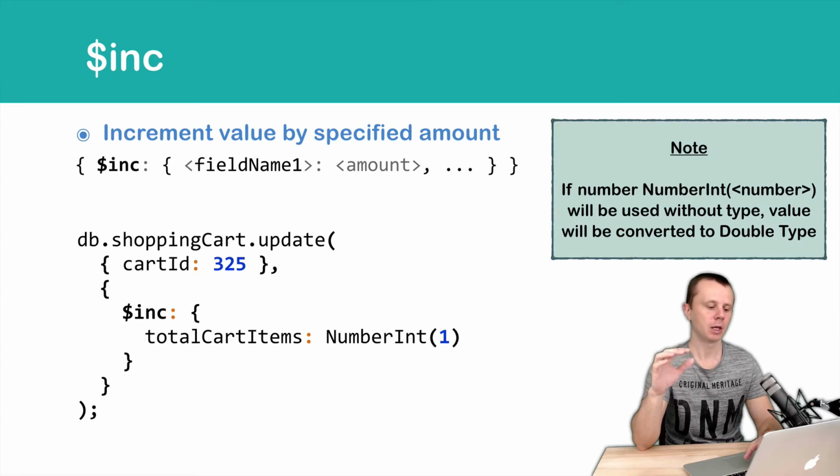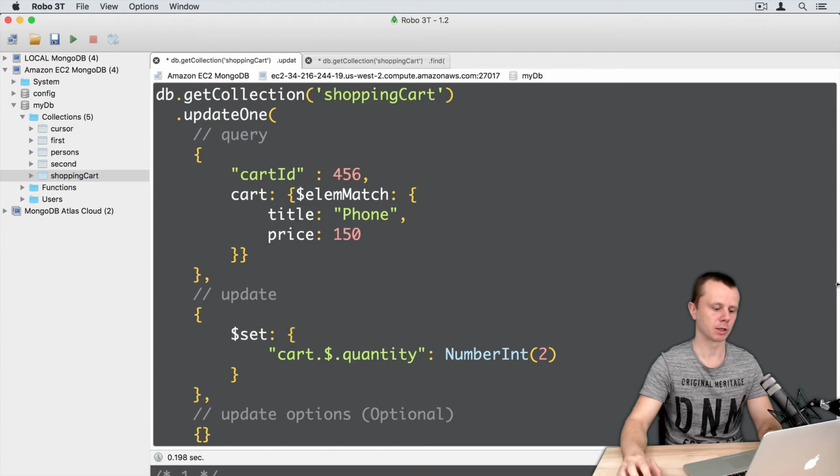MongoDB will simply add 1 to the current value of this field. But please note, if you omit number int here, then the value of the total cart items will be automatically converted to the double, if it is not yet double. So please keep this in mind. Let's go to MongoDB Shell and take a look at this.